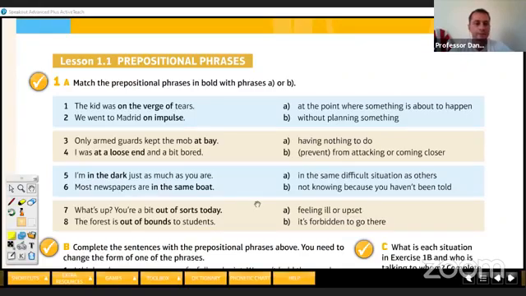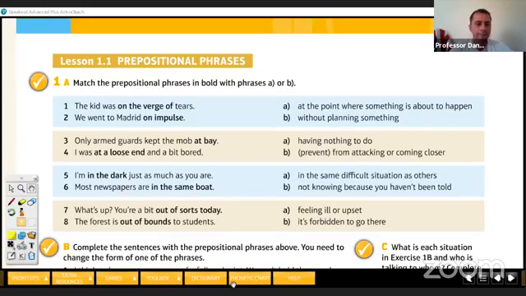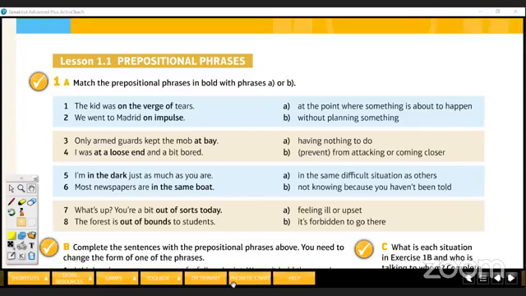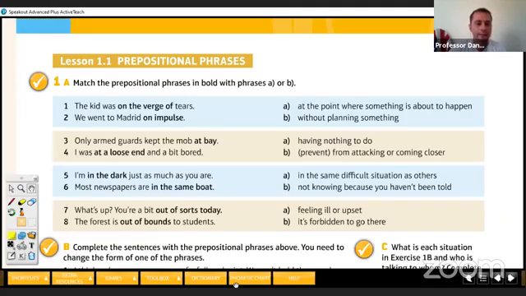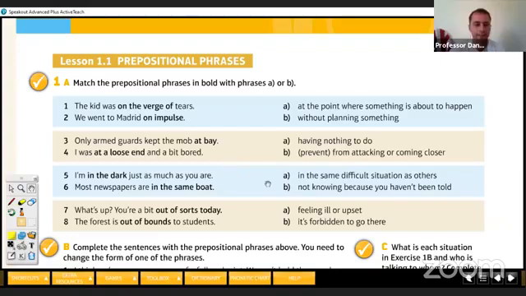Come on. Number three. Number three. Come on. Number two. Number B. Three, I mean. It's B, prevent from attacking or coming closer. Yeah, that's right. And number four? Having nothing to do, that's right.